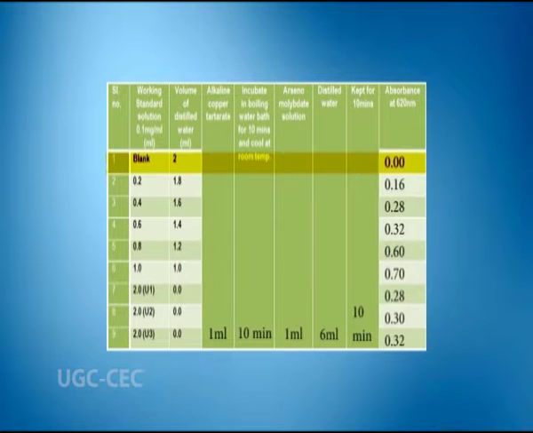The blank reading gives 0.00. The second test tube gives 0.16. The third test tube gives 0.28. The fourth test tube gives 0.32 reading. The fifth test tube gives 0.60 reading. The sixth test tube gives 0.70 reading. The seventh test tube gives 0.28 reading. The eighth test tube gives 0.30 reading. And the ninth test tube gives 0.32 reading.